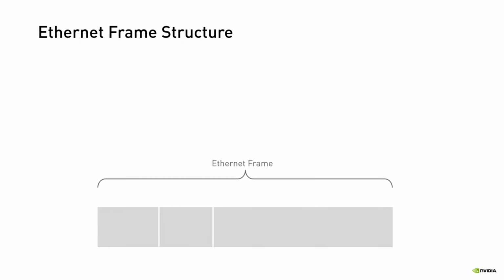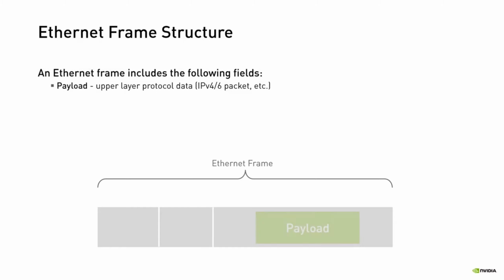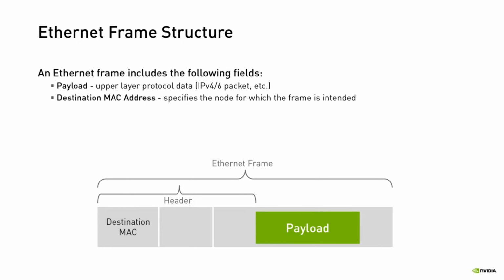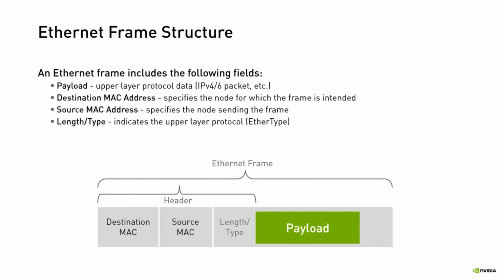The data link layer is responsible for data transfer over the physical medium, hence an Ethernet frame that can be carried over the Ethernet network is created. The Ethernet standard defines the structure of an Ethernet frame as follows. Payload: the protocol data unit received from the upper layer. It's the part that is encapsulated with the layer 2 header to construct a frame. The header includes 3 fields: destination MAC address, which specifies the node for which the frame is intended; source MAC address, which specifies the node sending the frame; and type field, also known as ether type, which indicates the upper layer protocol type, such as an IP version 4 packet.